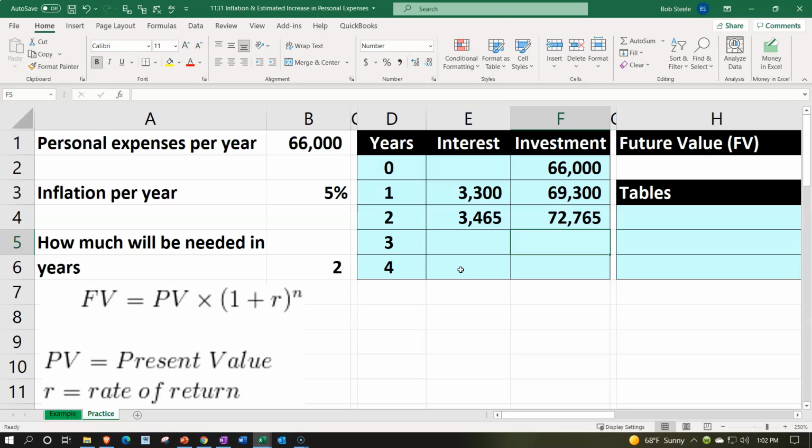It's going to cost us 72,765, whereas in period 0, 2 years ago, it only cost us the 66,000. Let's do it again.